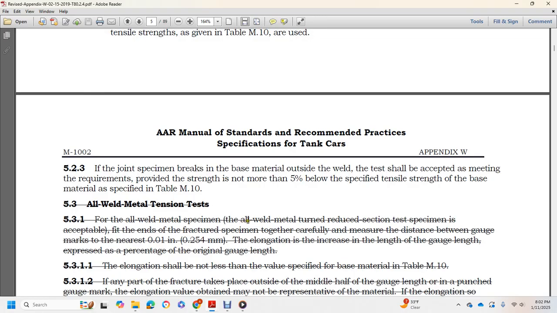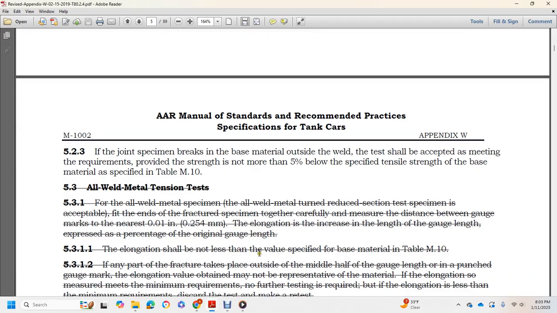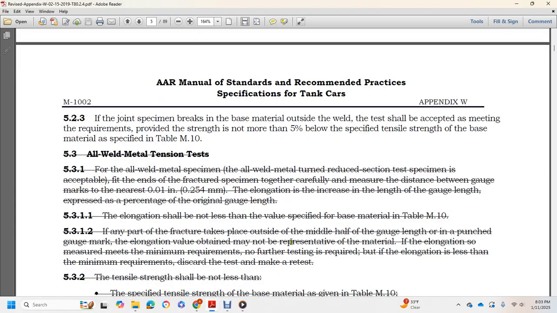For all weld metal specimens, the all weld metal reduced section test specimen is acceptable. Fit the ends of the fractured specimen together and measure the distance between gauge marks to the nearest 100th of an inch. Elongation is the increase in the gauge length, expressed as a percentage of the original gauge length. Elongation should not be less than the value specified for the base material in table M10.